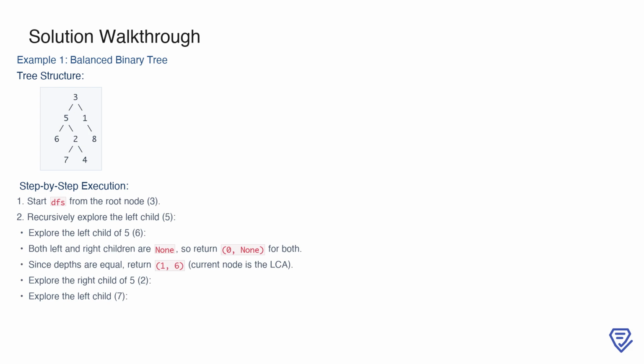Since node 6 has no children, both its left and right subtrees return a depth of 0 and no associated node. Since the depths are equal, the current node, 6, is considered the lowest common ancestor at this level, and we return a depth of 1 along with node 6. Next, we move to the right child of node 5, which is node 2. At node 2, we begin by exploring its left child, node 7.